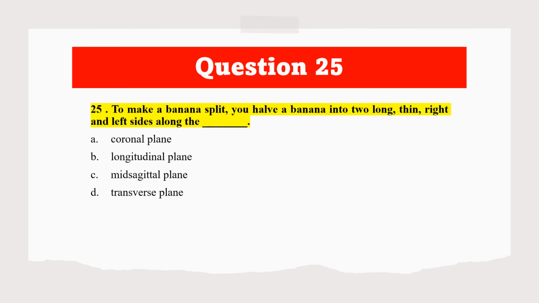Number 25. To make a banana split, you halve a banana into two long, thin right and left sides along which plane? Coronal plane, longitudinal plane, mid-sagittal plane, or transverse plane. So the answer is mid-sagittal plane.